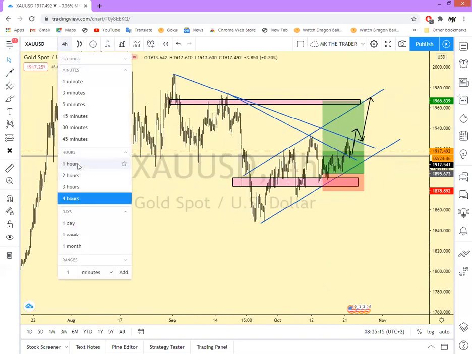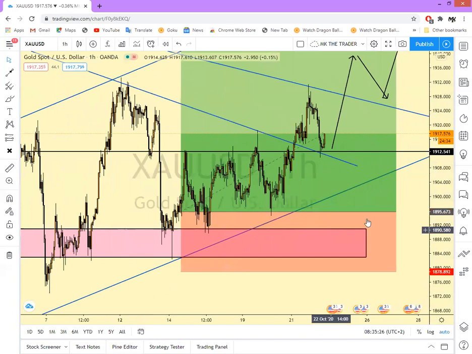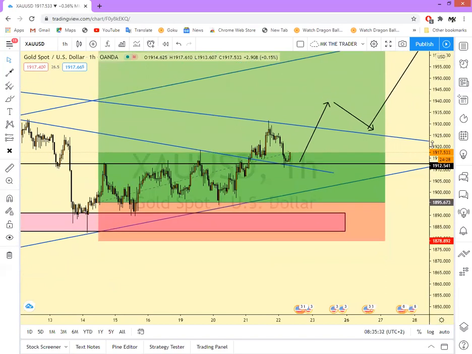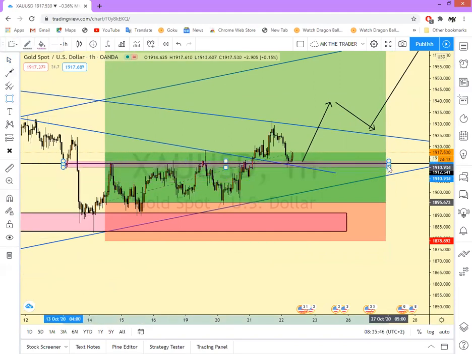So moving to smaller time frames. What I meant by smaller time frames: this is an hourly chart. So what do we have here? We have this pin bar here, which is at our zone. This is our zone. So what is going to happen, or what are we expecting?